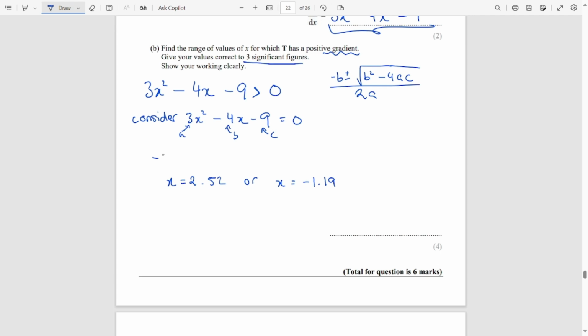You're going to write minus b. So this is minus -4 plus minus the square root b squared. So this is -4 squared minus 4 times a, which is 3, times c, which is -9. All of this is being divided by 2a, which is 2 times 3. That is enough to get you your method mark.